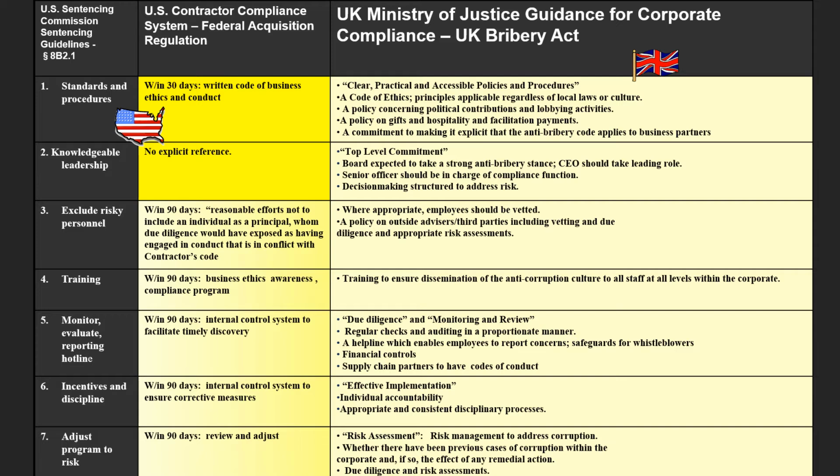Here we see a more granular comparison between the Sentencing Commission guidelines, the contractor compliance requirements under the Federal Acquisition Regulation, and the guidance issued by the UK Ministry of Justice under the UK Bribery Act of 2010. And what you see as you go into a more granular assessment of these different compliance requirements is that, again, fundamentally, they're all the same.